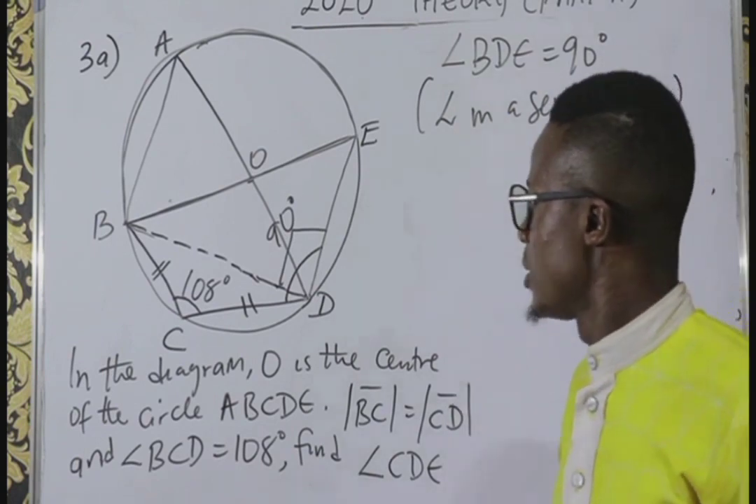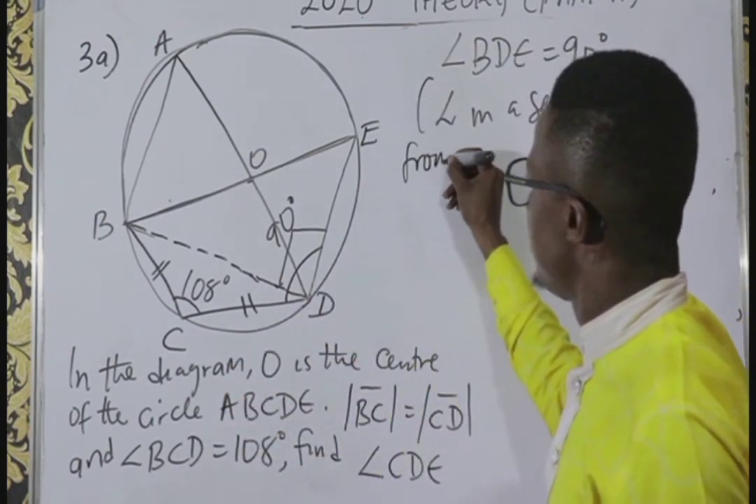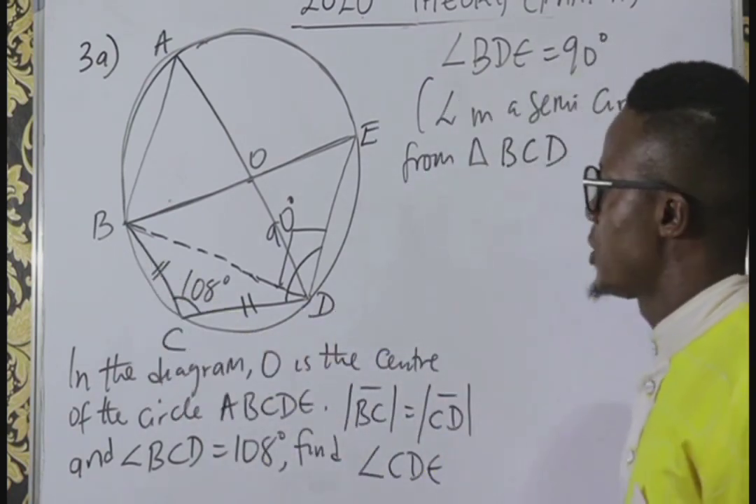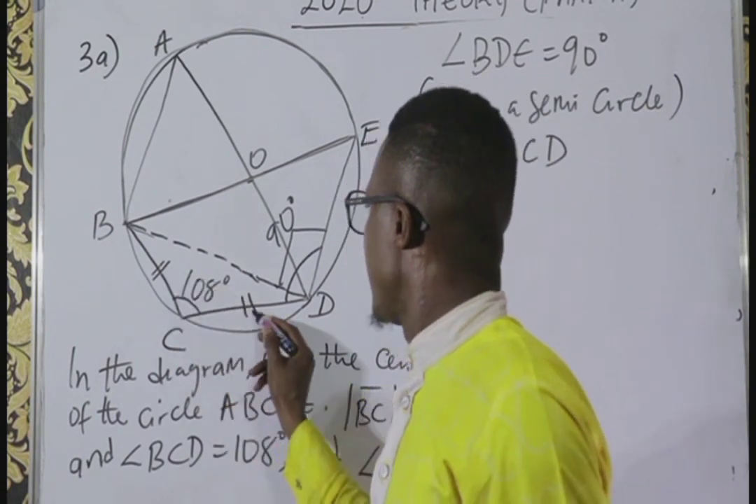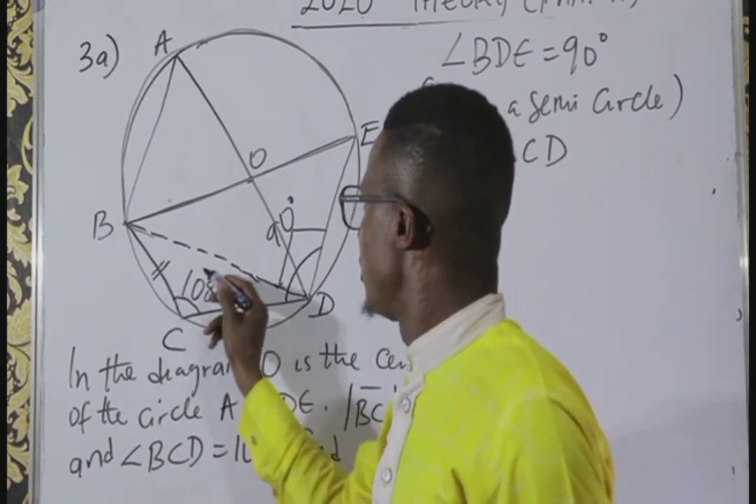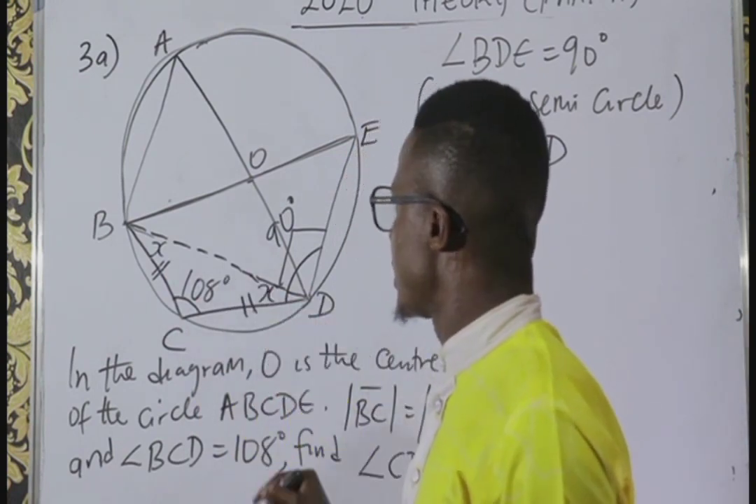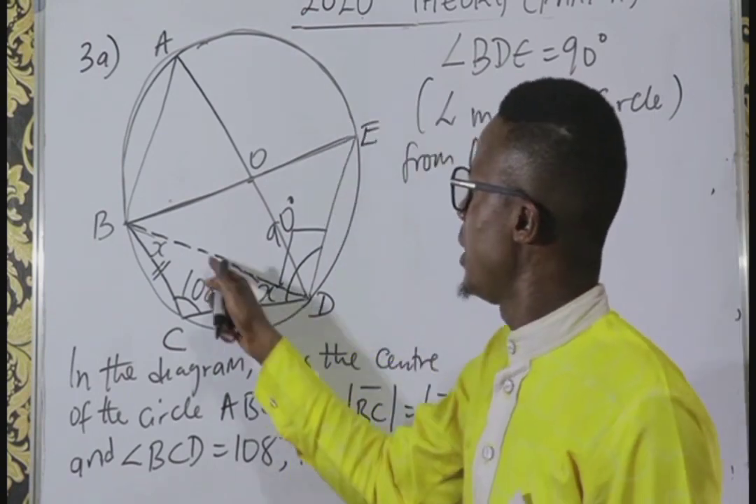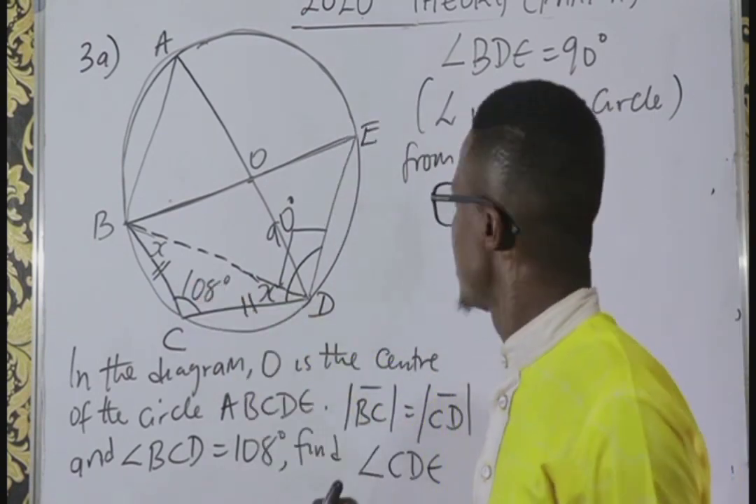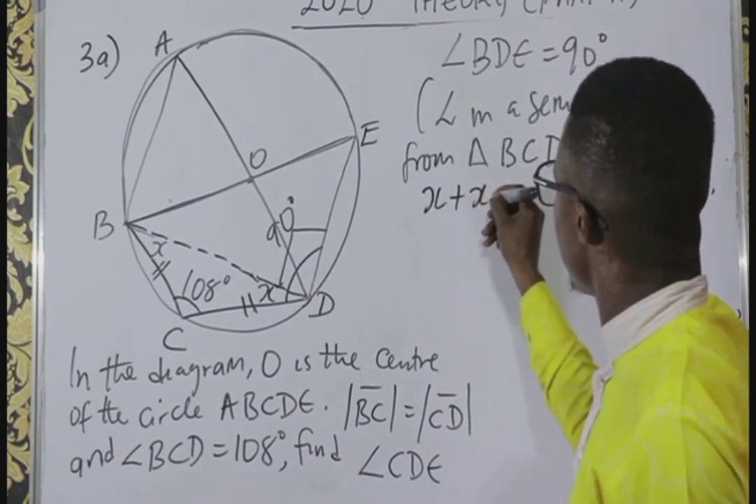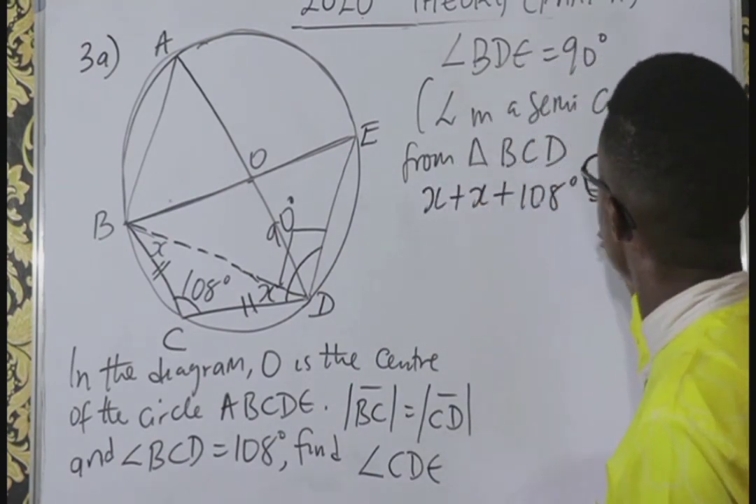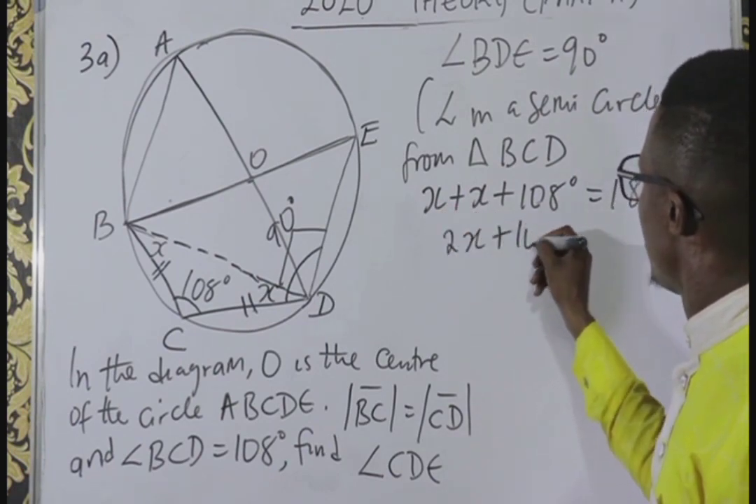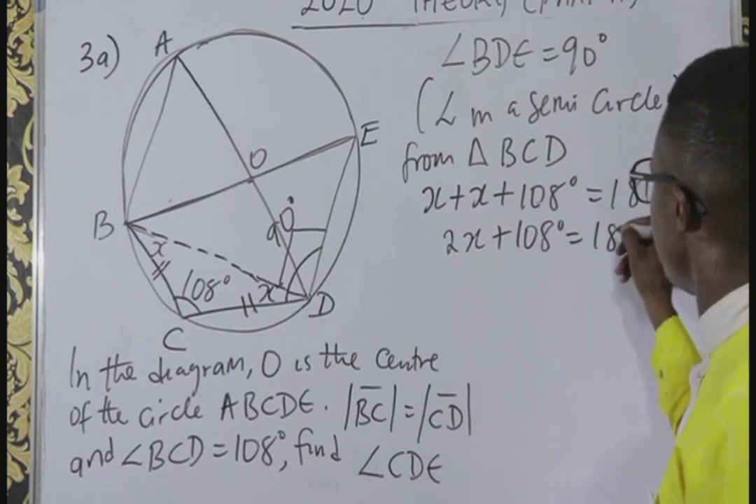But consider triangle BCD. If you consider it, you see that this side and this side are equal. Therefore, this is an isosceles triangle. I can call here x and here x. Since it is an isosceles triangle, the base angles are equal. Therefore, the sum of the angles here is equal to 180 degrees. I can write x + x + 108 degrees = 180 degrees. x plus x is 2x plus 108 degrees equals 180 degrees.